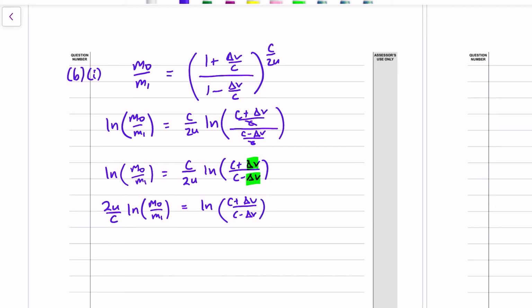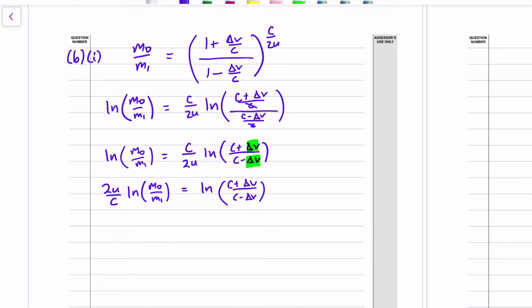Get rid of the ln, which is kind of weird because we put it there in the first place, but if I do that, I can take e to the function on both sides. Cancel. So we've got e to the 2u over c ln m0 over m1 equals c plus delta v over c minus delta v.